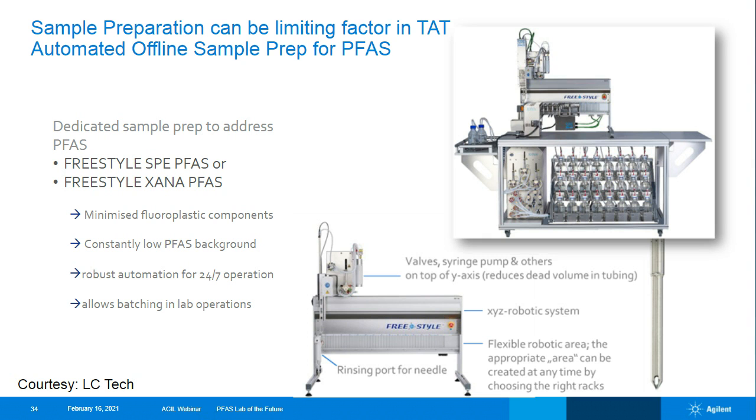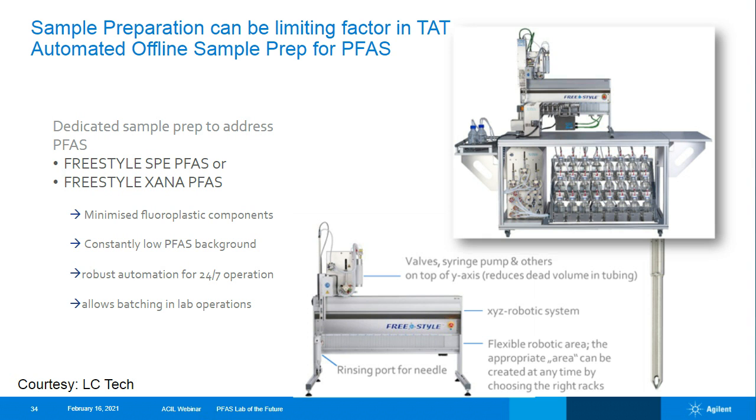Here's some stuff I'm showing from our colleagues at LC Tech who were kind enough to provide some of these slides on automated offline sample preparation. This is a dedicated sample prep instrument for PFAS compounds. It is minimized for fluorinated or fluoroplastic compounds, and so has a constantly low PFAS background. It's also robust enough to allow automation, and it has a robotic arm that can simultaneously do the loading and conditioning of cartridges and things like that, which makes it really critical in a lab.